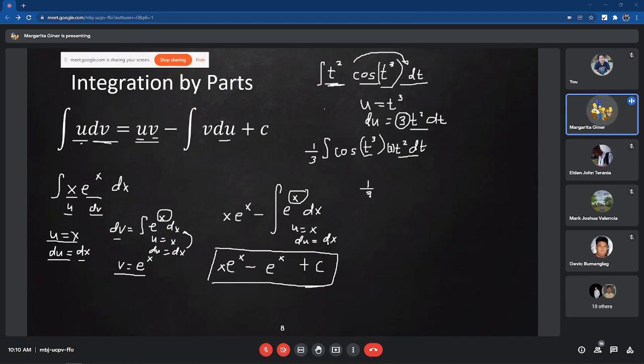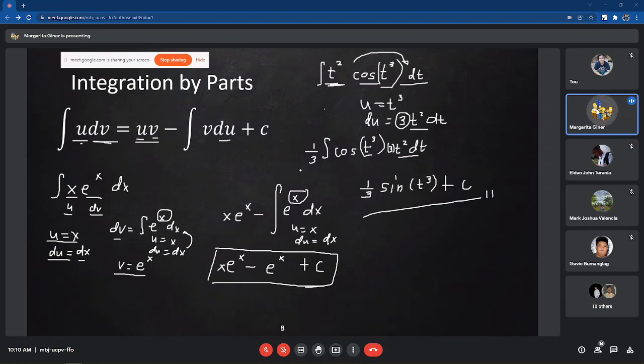What is the derivative of cosine? Derivative of cosine is sine. So, 1/3 sine t raised to 3 plus t. So, this will be your final answer.